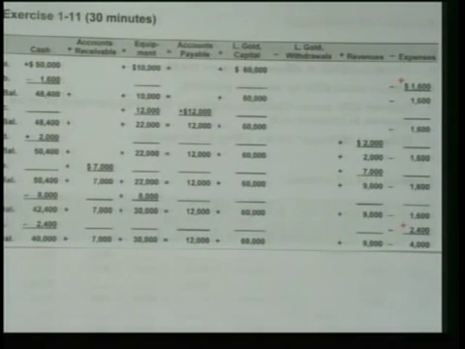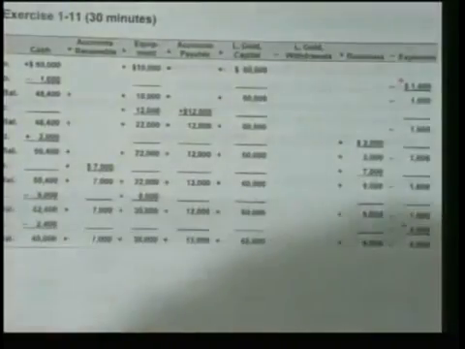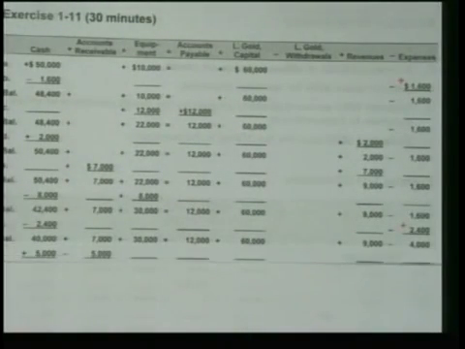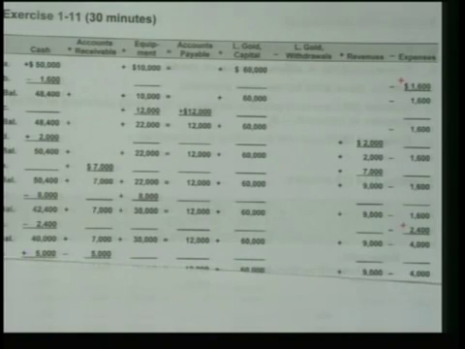H. The company collected $5,000 cash as partial payment for the amount owed by the client in transaction E. So what happens here? Revenue's not affected at all. All that happens is cash goes up by $5,000 and our receivable goes down by $5,000, right? Everything still hold? Yes.